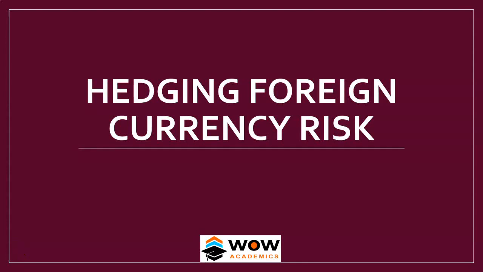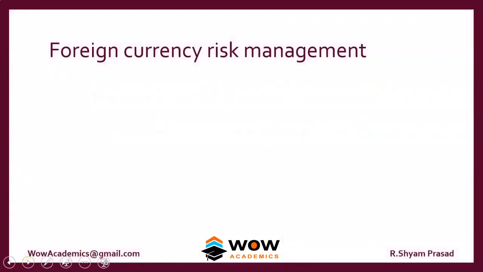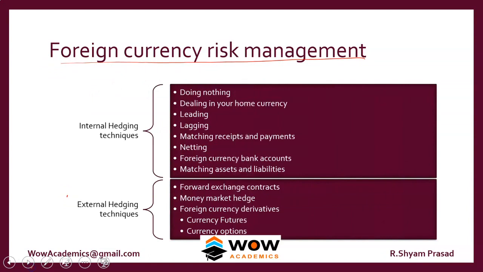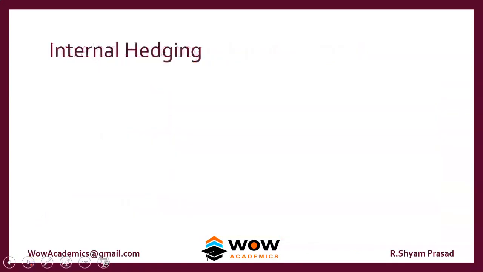So now we will consider the hedging methods available for forex risk. Foreign currency risk management is what we are going to deal with now. There are several methods here. One is called internal hedging methods and the other is called external hedging methods. We'll discuss each of these methods in detail. We'll start with the internal hedging methods.